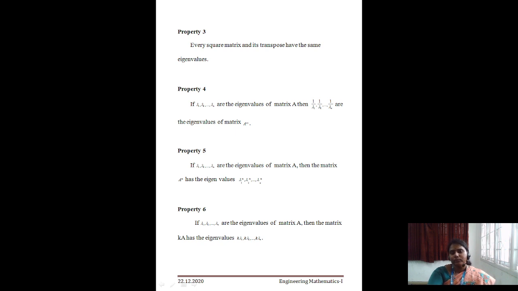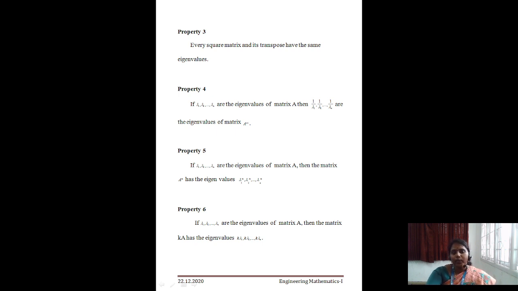Then property 5. If lambda 1, lambda 2, etc., lambda n are the eigenvalues of A, then the matrix A power m has the eigenvalues lambda 1 power m, lambda 2 power m, etc., lambda n power m. So if you want to find the eigenvalues of the matrix A square, A cube, A power 5, whatever it may be, and you know the eigenvalues of A, from that you can find the eigenvalues of the higher power. So if 1, 2, 3 are the eigenvalues of A, then 1 square, 2 square and 3 square are the eigenvalues of A square.